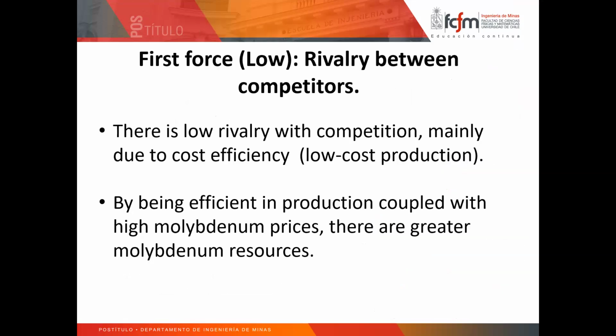First force, low rivalry between competitors. There is low rivalry with competition, mainly due to cost efficiency. Low cost production is a very important variable because companies in secondary production are price takers. By being efficient in production, coupled with the high molybdenum prices, there are greater molybdenum resources.